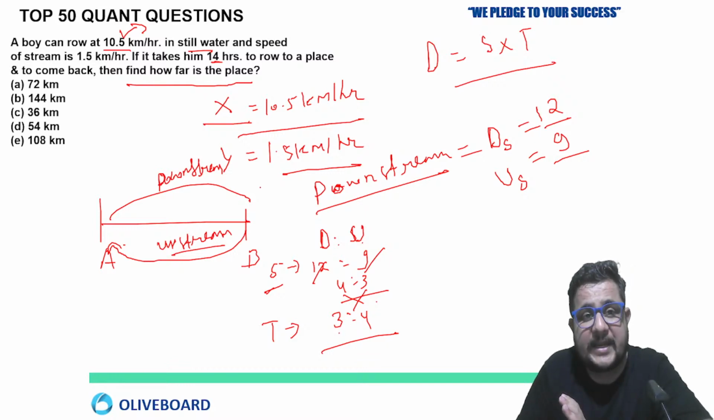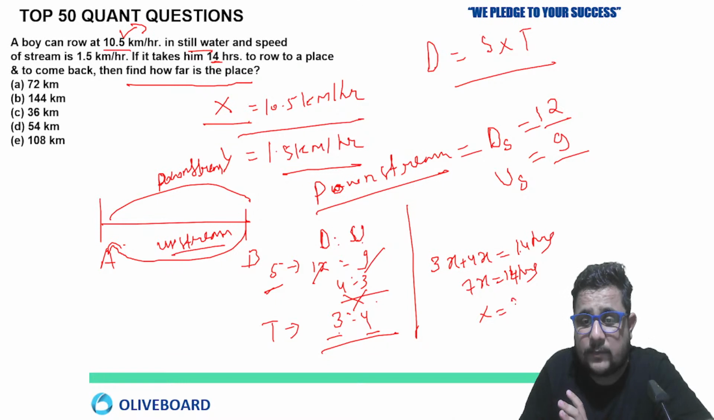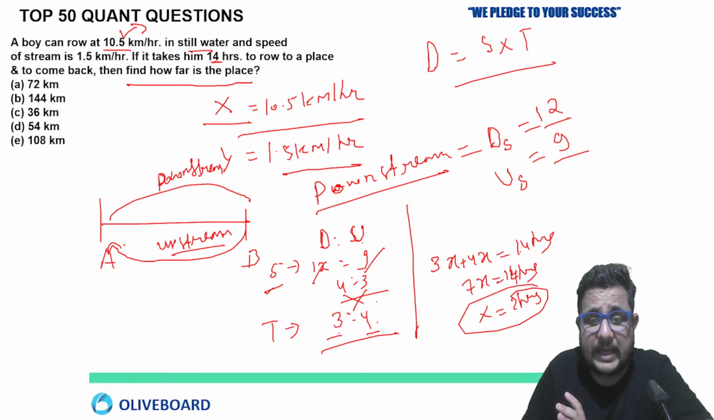Now the total time we know. In downstream and upstream, we can say 3x and 4x. 3x plus 4x equal to 14 hours. So 7x equal to 14 hours, so x equal to 2 hours. If x is 2, then in downstream the boy will take 6 hours, and in upstream he will take 8 hours. And the speed you know.